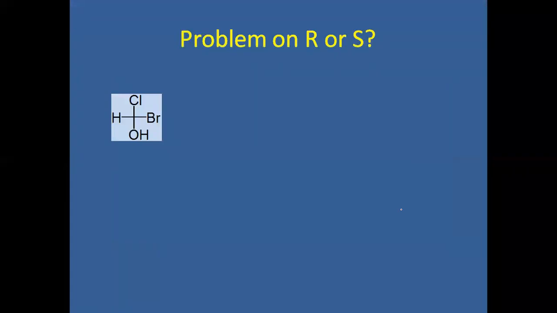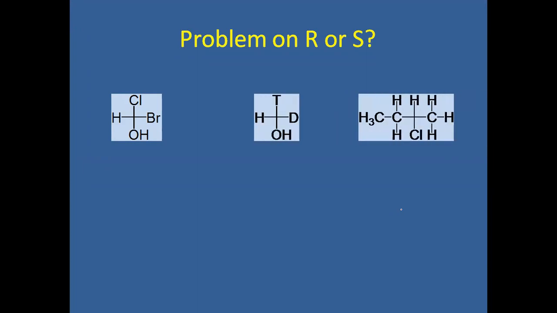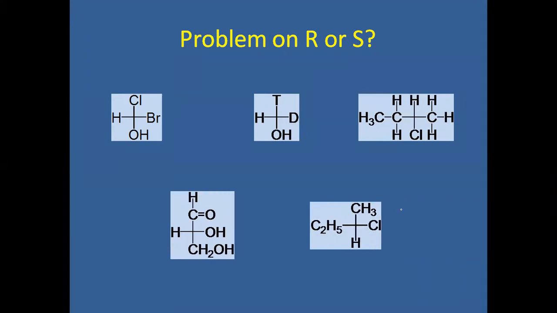There are some problems for solving or identification of R and S configurations. Practice these problems with the help of sequence rule as well as conversion rules by implementing the Cahn-Ingold-Prelog system rules. That is, the sequence rule is applied for assigning priority, whereas the conversion rule is applied for R and S configuration identification.